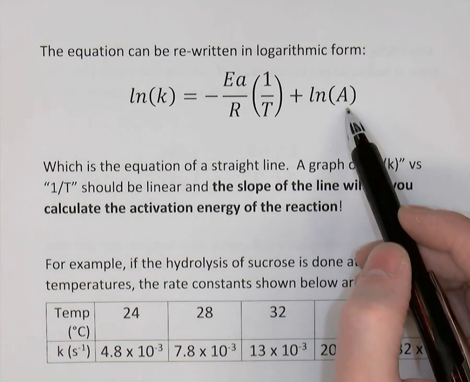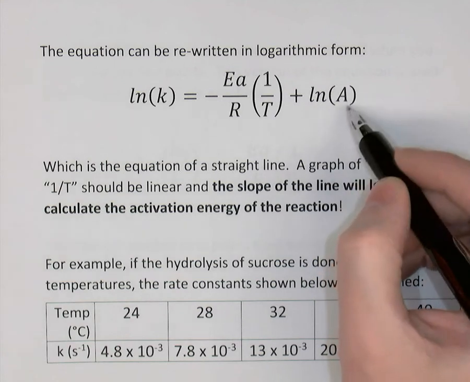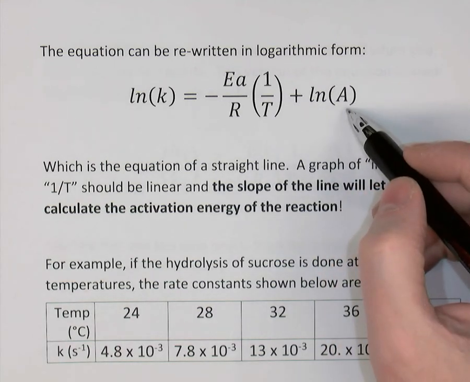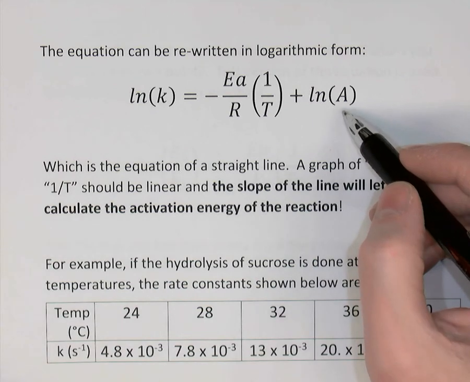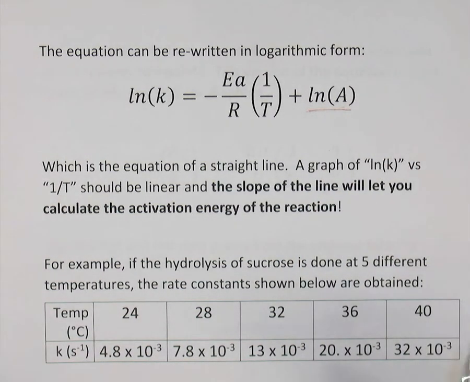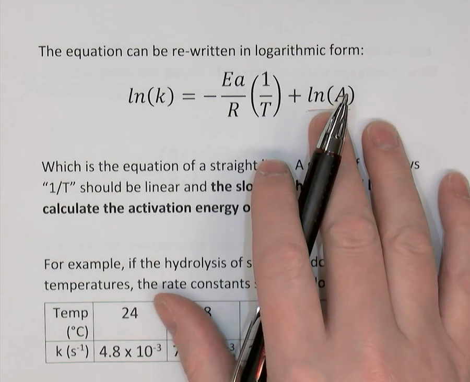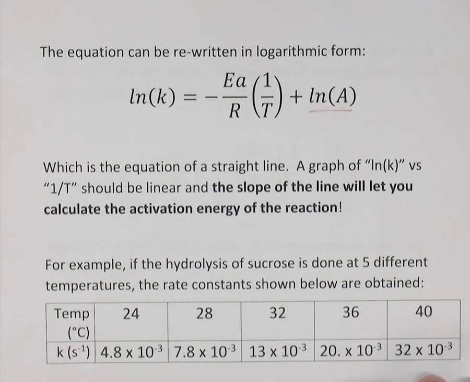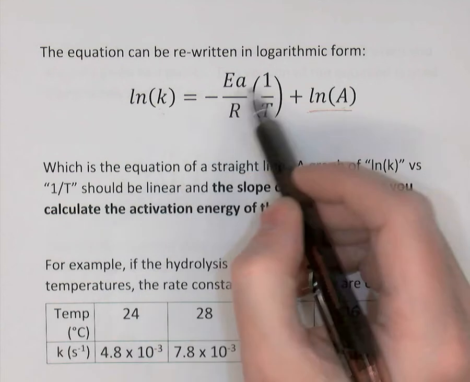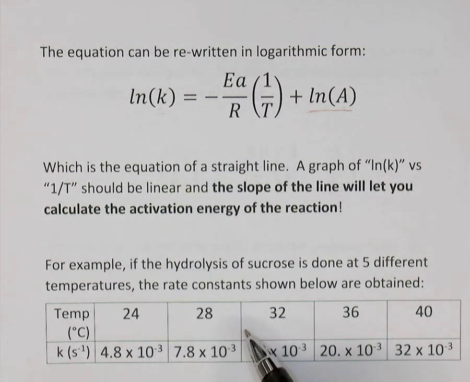Now, I didn't mention it earlier, but this pre-exponential factor is related to the frequency of the collisions happening as well as to the orientation of the collisions. Having said that, it's not something that we're typically going to be interested in. So the value of A is not something that we would normally calculate. We're much more interested in the rate constants and the activation energies in this equation.